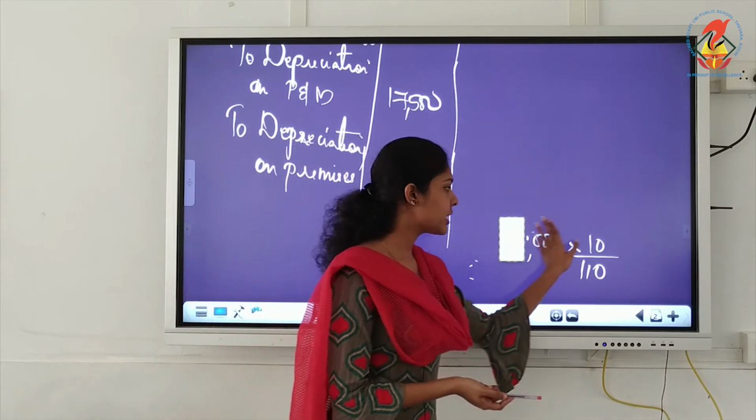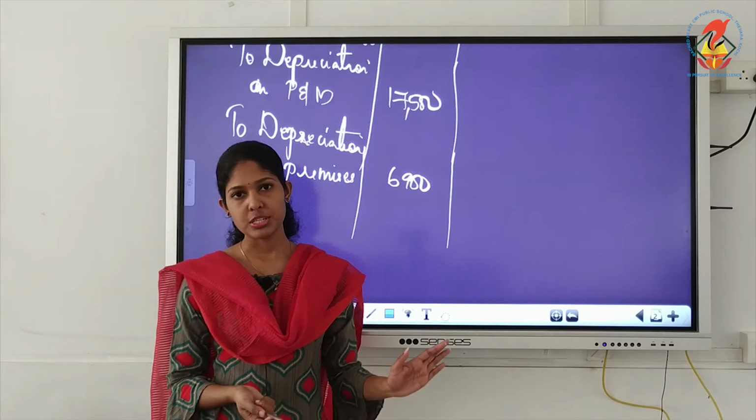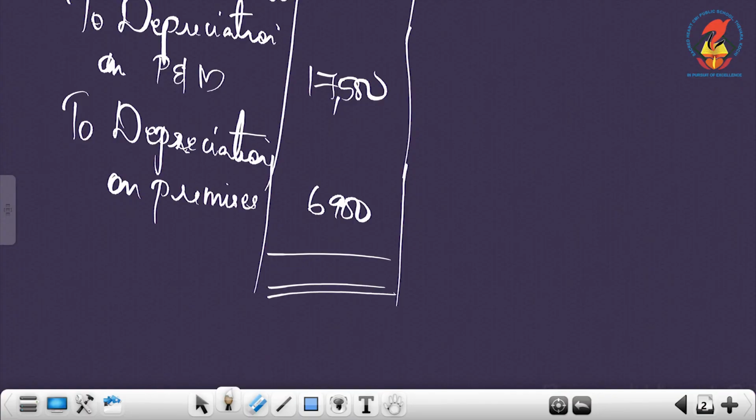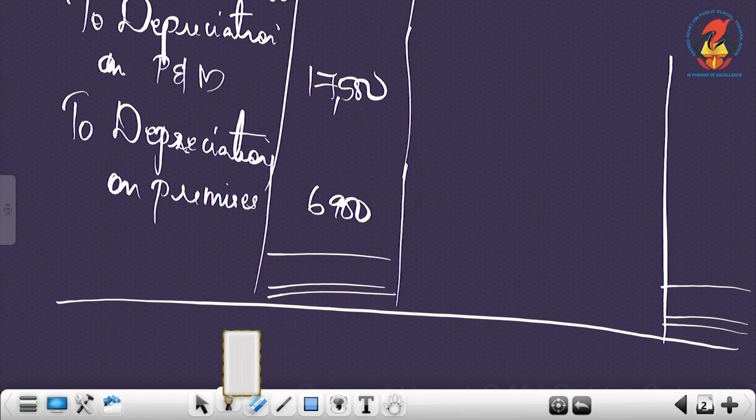And if there is a net profit in the question, here we don't have a net profit, so no need to allow. So we'll close P&L account, write the totals, and now you can close your P&L. So P&L total is 1,03,550.